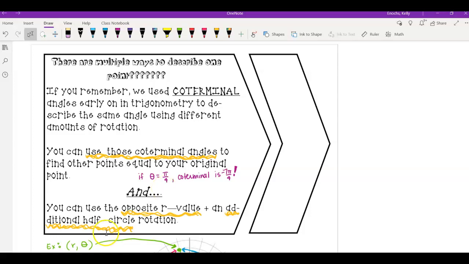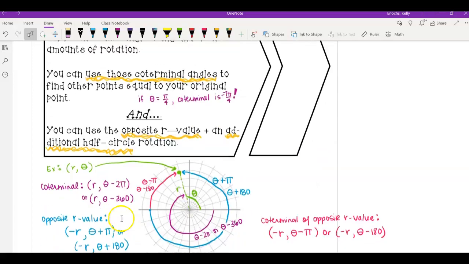So you can find those coterminal angles. For example, if I started with pi over 4, then the clockwise value would be -7 pi over 4. So I could go up pi over 4, or I could go around -7 pi over 4. The other option for describing your angle is to go from your opposite r value and then go an additional half circle. Remember, a half circle is pi rotations. So it looks like this.